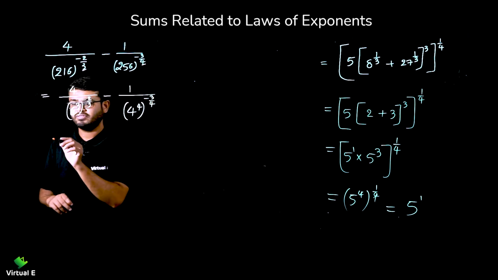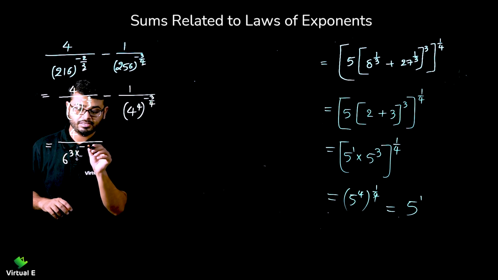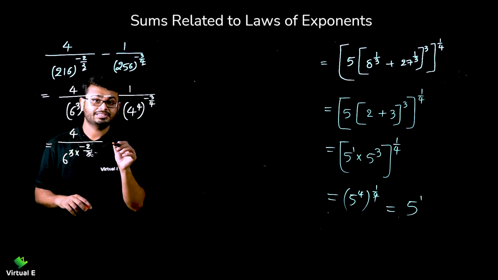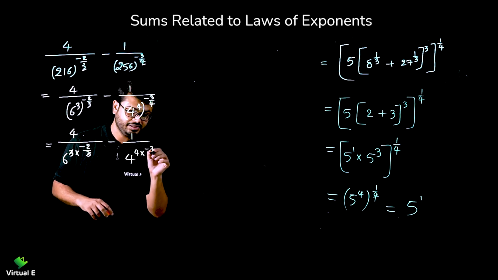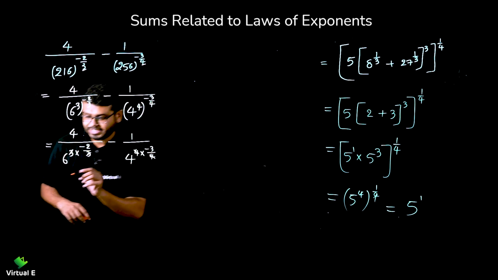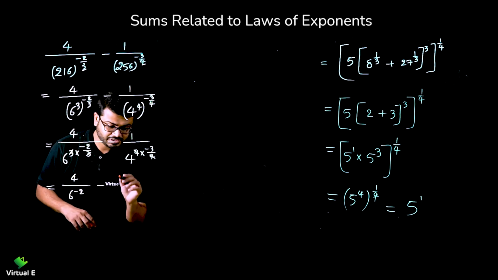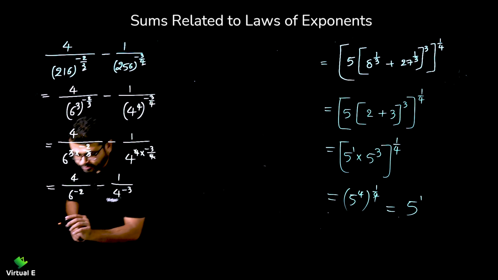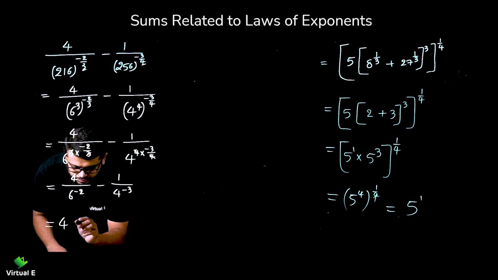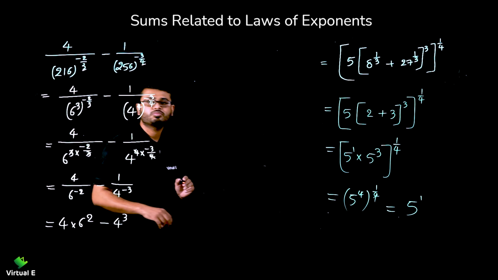So you can see over here, if we multiply their power, 4 by 6 raised to 3 multiplied by minus 2 by 3, 3 and 3 will get cancelled. Minus 1 by 4, and here raised to 4 multiplied by minus 3 by 4. So 4 and 4 get cancelled. So here 4 by 6 raised to minus 2, and minus here 1 by 4 raised to minus 3. So what to do in this case? We have the negative power, convert to positive. So let's convert them. Positive is equal to 4 into 6 raised to 2, minus 4 raised to 3, right? This is what we are getting over here.